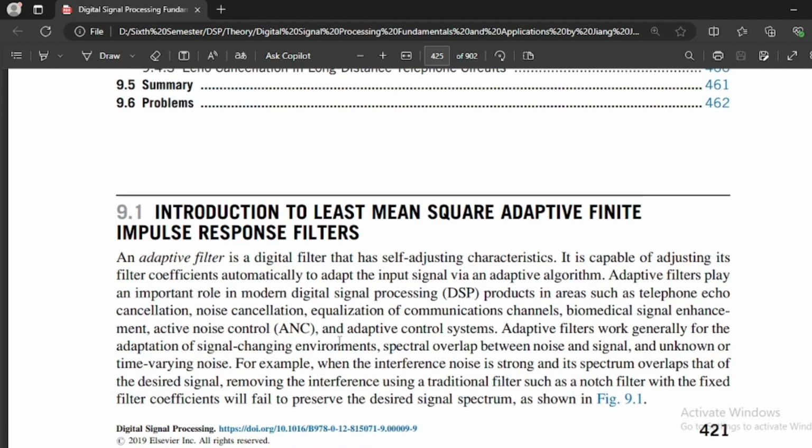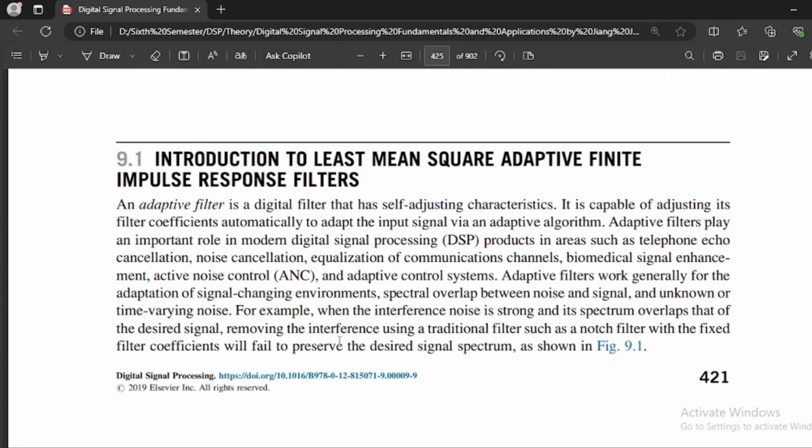Introduction to least mean square adaptive filters. An adaptive filter is a digital filter that has self-adjusting ability. It is capable of adjusting its filter coefficients automatically to adapt to the input signal via an adaptive algorithm. Adaptive filters play an important role in modern digital signal processing and products such as telephone echo cancellation, noise cancellation, equalization of channels, medical signal enhancement, active noise control, and adaptive control systems. These are the applications of adaptive filters.